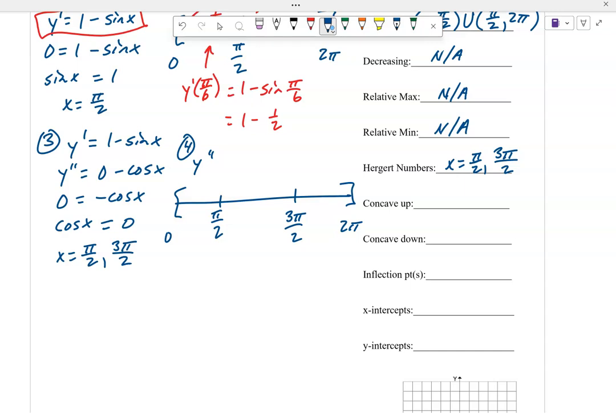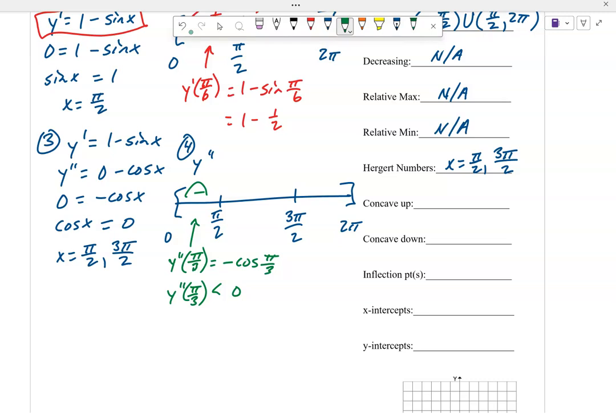And now we'll throw some points in. Maybe, I don't know, pi sixths or pi thirds would be fine. So that ends up being negative. So we're concave down. Throw something in between pi halves and 3 pi halves. How about pi? Throw pi in.